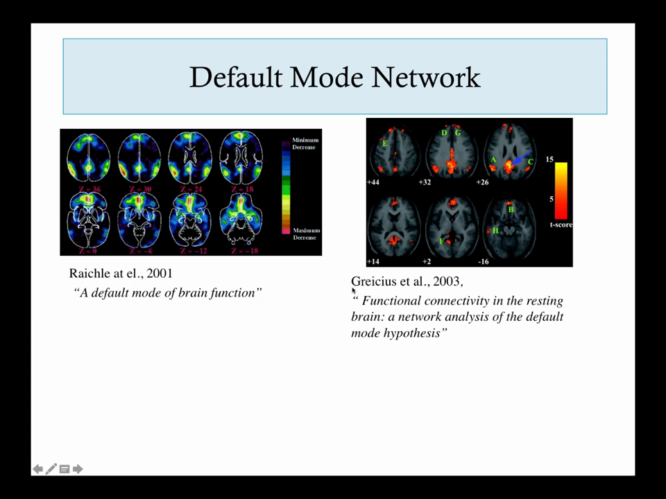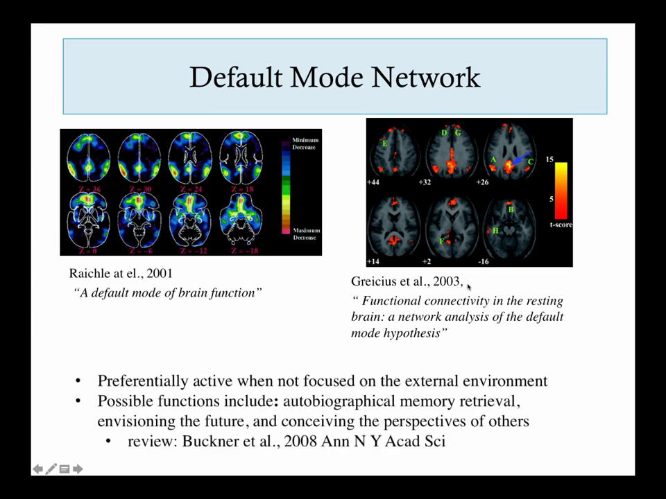And Mike Greicius showed shortly after that the nodes of the default mode network appeared to be highly correlated with each other in resting state, and so these areas may form a coherent network. Currently, this is one of the most intensively studied networks in the literature. And in addition to being more active when you're not attending to the external environment, possible functions it's been shown to perhaps have relate to autobiographical memory, thinking about the future, or self versus other types of processing.